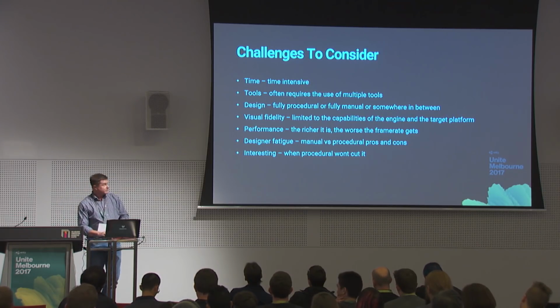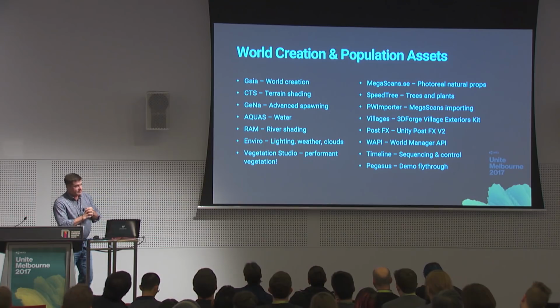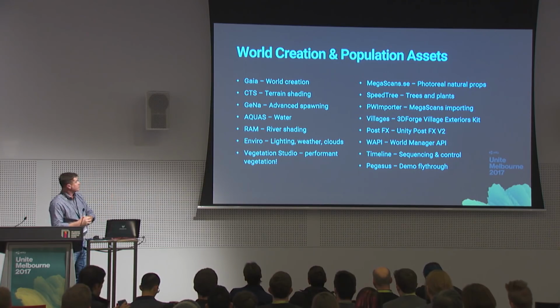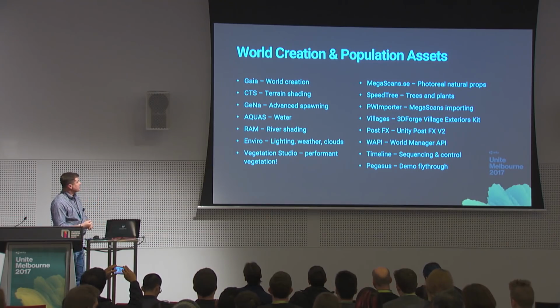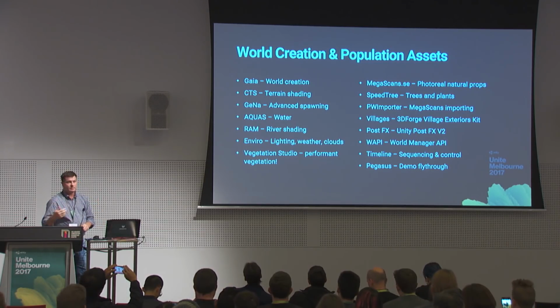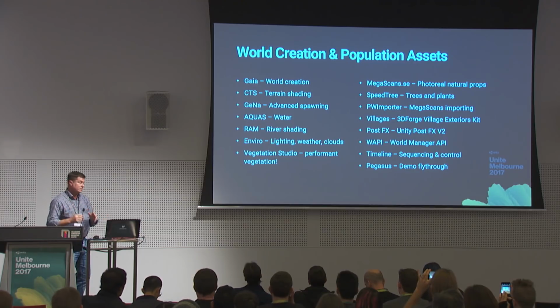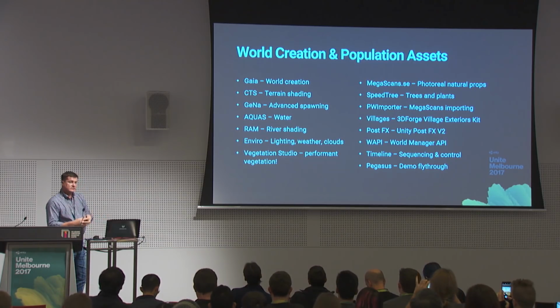All right, almost finished talking. So some of the stuff we're going to be working with: Gaia we'll use for our world creation. CTS we'll use to make the terrain pretty. GeNa is what I'll use to do some of the interesting spawning and show you some stuff that you don't necessarily know about. Aquas is how we'll do water.